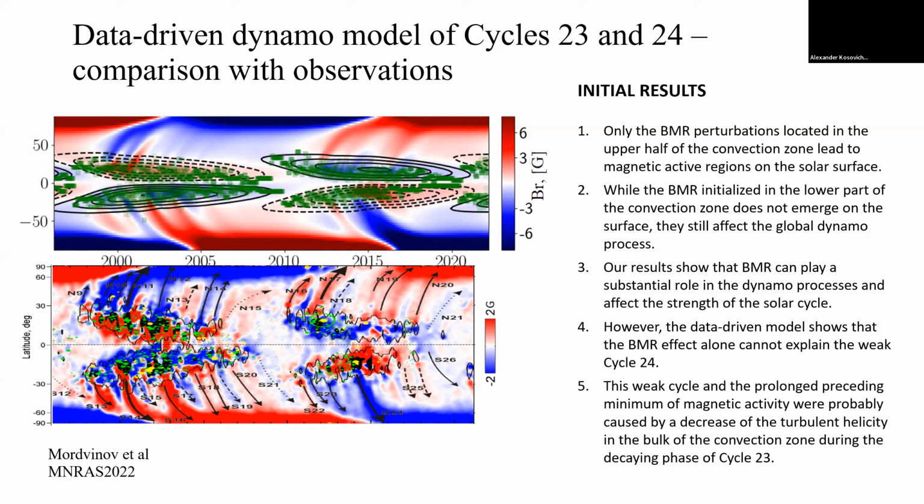We also tried to explain the long period of low activity between these two cycles, and to find why cycle 24 is much lower than cycle 23. We found that bipolar magnetic regions cannot explain this. We still need some kind of reduction of the global alpha effect in the declining phase of cycle 23. So it's something that affects the global circulation, the global convection of the Sun.